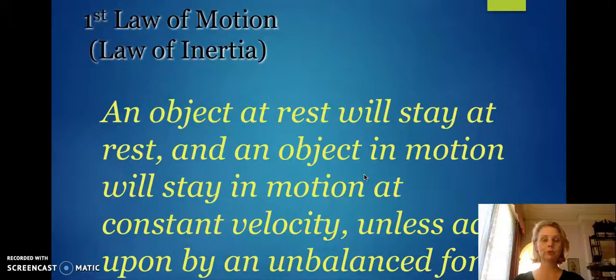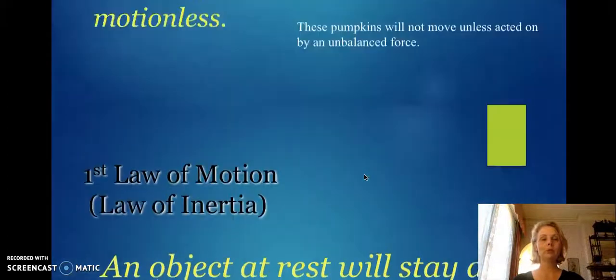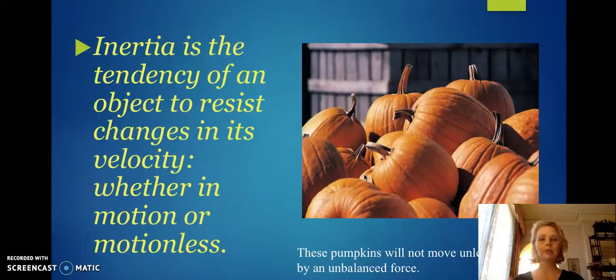Okay, so I've just read that one, that it will remain at rest. So what does that actually mean? So if you think of a pile of pumpkins, they're going to sit there. They're not going to change their motion. They're going to stay in motion if they were moving, or motionless if they're stopped. This is called inertia. So it is the tendency of an object to resist changes in their motion, changes in their velocity.